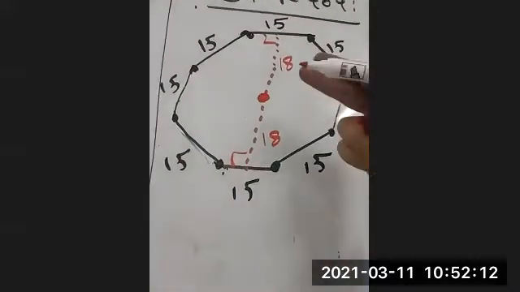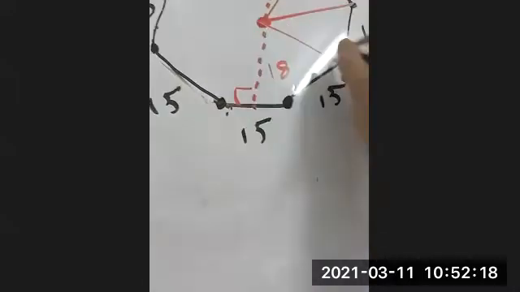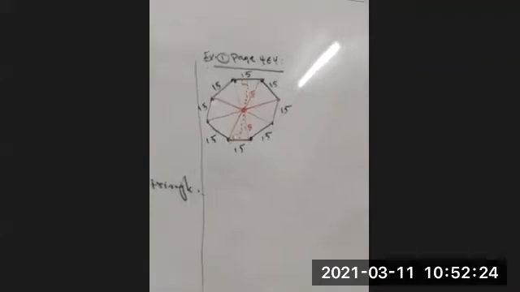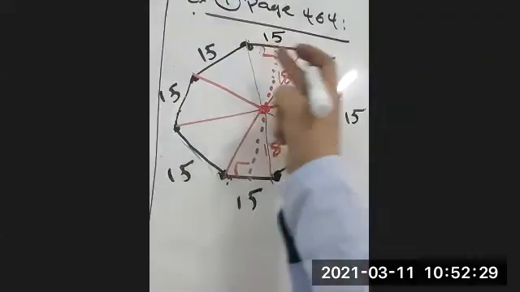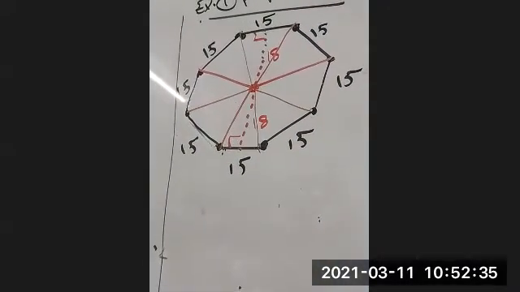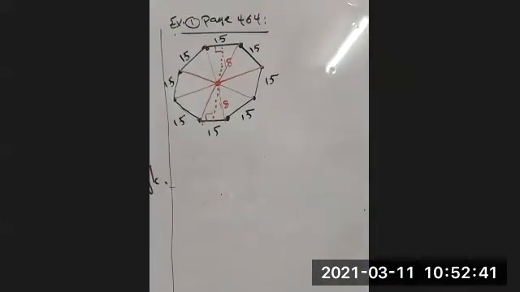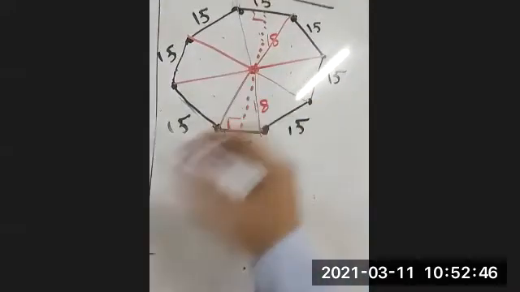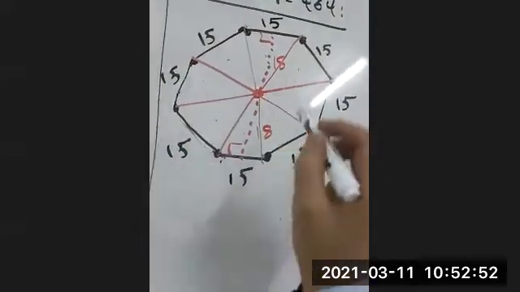Okay. Now let's split the polygon into triangles. From the center, I will go to the corners like this. See? Now, what I have here is base 15 and height how much for the triangle? 18. How many triangles do I have? 8, because 8 sides. Exactly. We have 8 triangles, and because we have a regular octagon, all of the triangles have the same area.